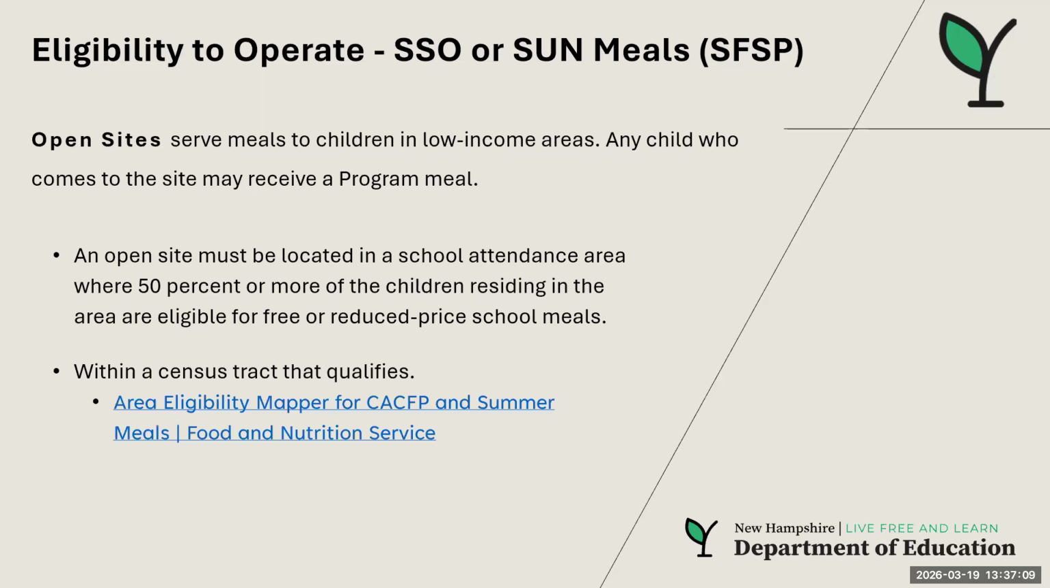And when I say census tract, the area eligibility mapper from USDA, which I linked on this slide, will tell you if that site is eligible. It'll be shaded green. That's what the use of that mapper is for.